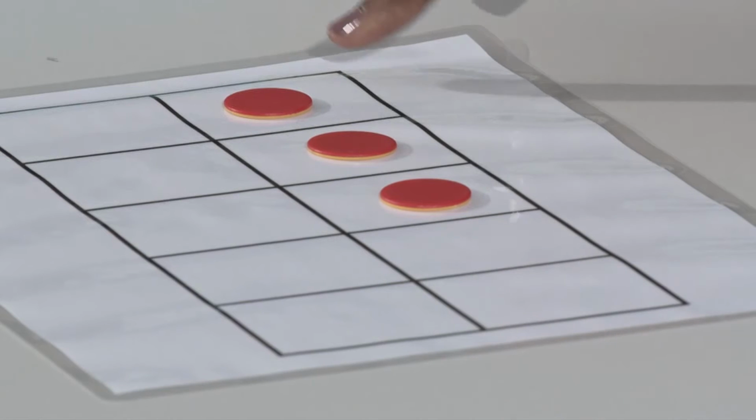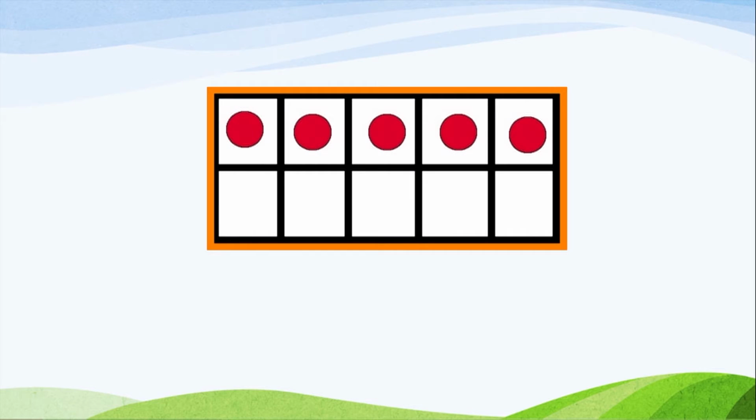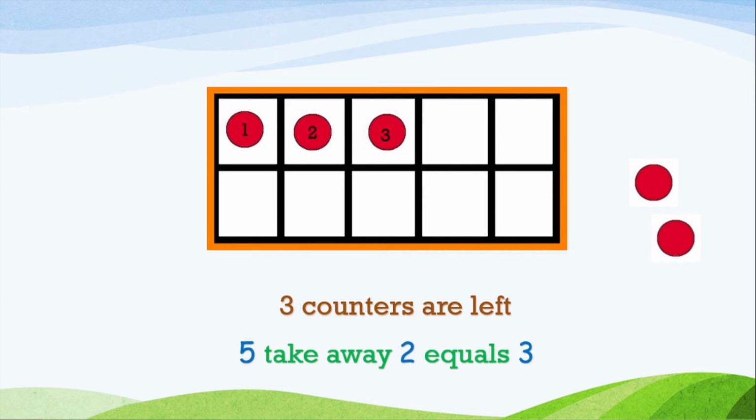Let's check. 1, 2, 3. There are my 5 red counters, and I take away 2. 1, 2. How many are left? 3. 1, 2, 3. 3 counters are left. 5 take away 2 equals 3.